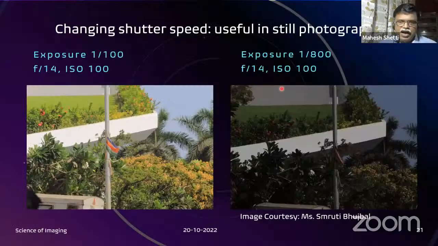That is also the same. ISO is the same here, ISO is the same here, but exposure here is 1/100th of a second. Here exposure is 1/800th of a second. Low exposure means a lesser amount of time the shutter was open, and naturally the amount of intensity is going to be less. So you can increase the exposure by keeping the shutter open for a longer amount of time.